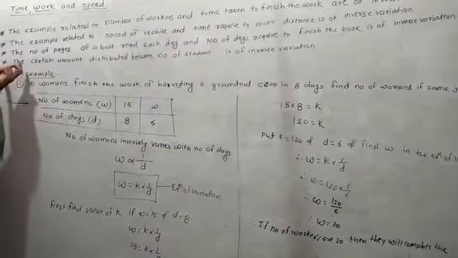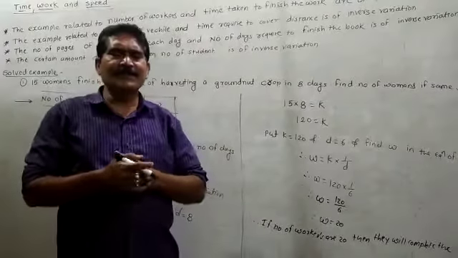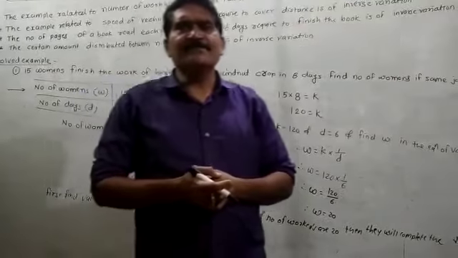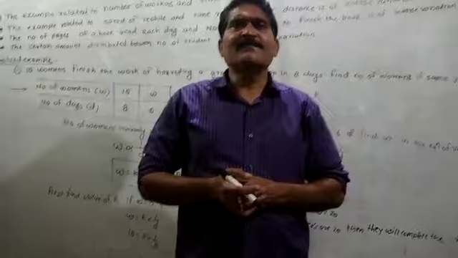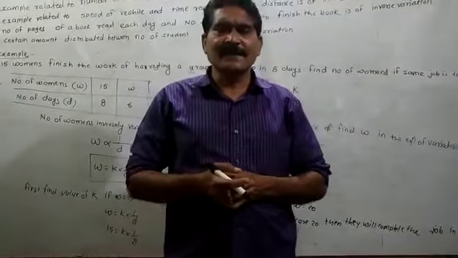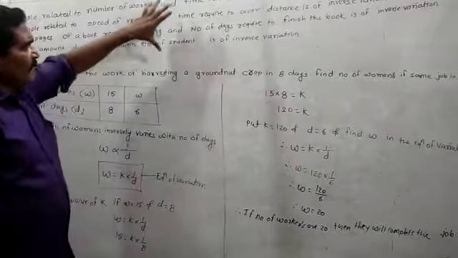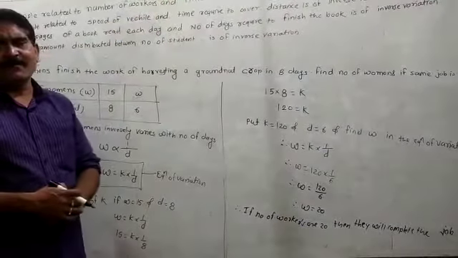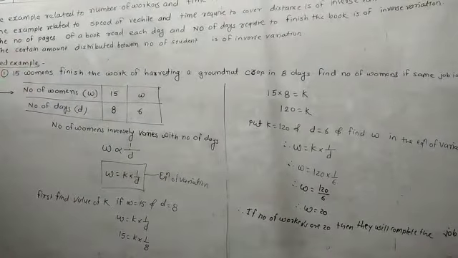Then the example of a certain amount to be distributed among a number of students. If the number of students is less, each will get more amount, and if the number of students is more, each will get less amount. This is also the inverse type of variation. So these four types of examples are of the inverse type of variation. Now I will start with a short example from your textbook.